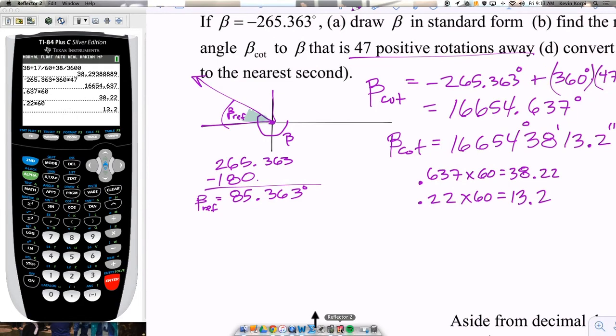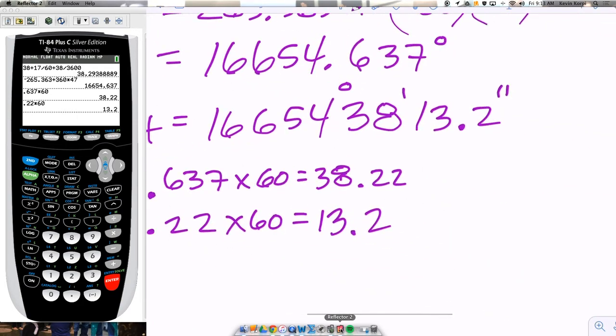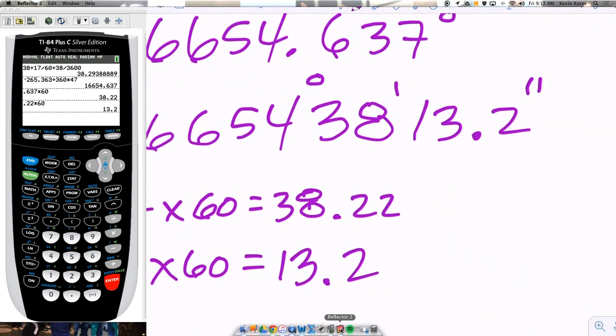Well, it says to round to the nearest second. I guess I should follow the instructions. So that would be 13 seconds if you don't want to put the 0.2.